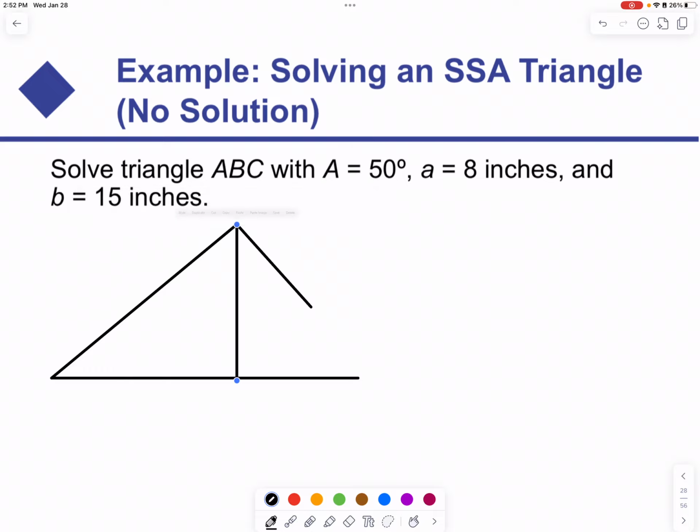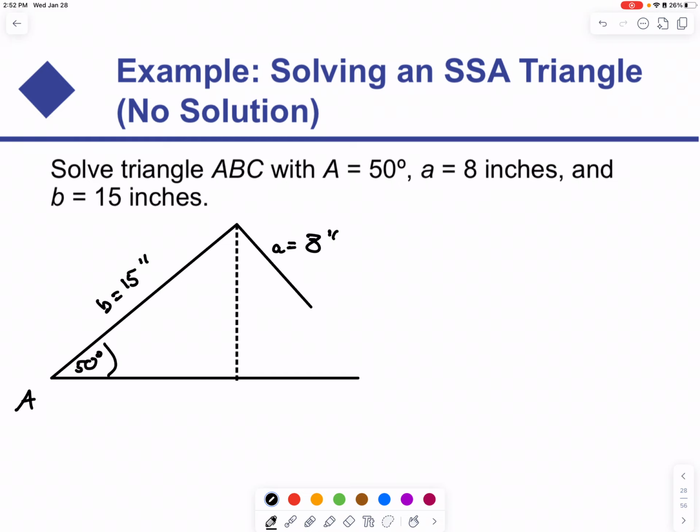Okay, and style dashed. Okay, so now our given angle is here. This is our angle A at 50 degrees. Opposite of angle A should be side a at 8 inches. So this is a equals 8 inches. And then the interior side is going to be b in this case at 15 inches.